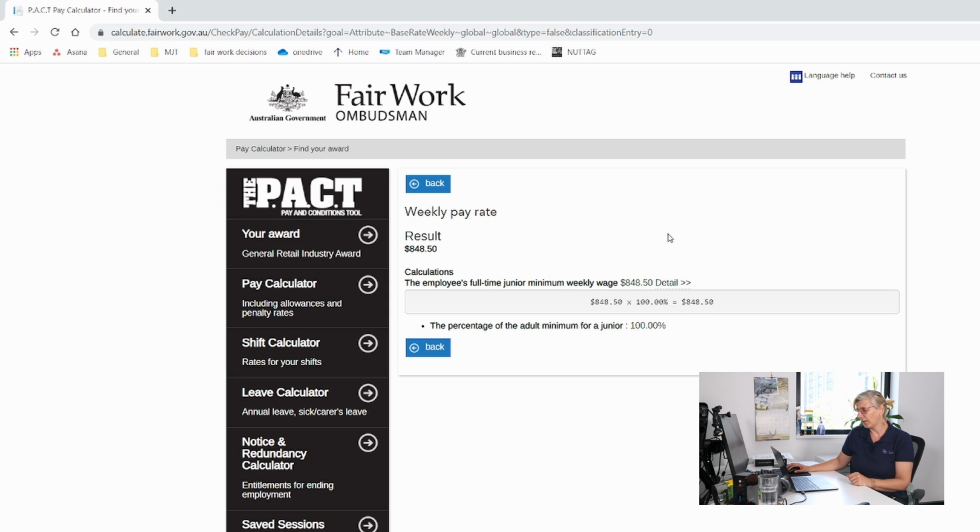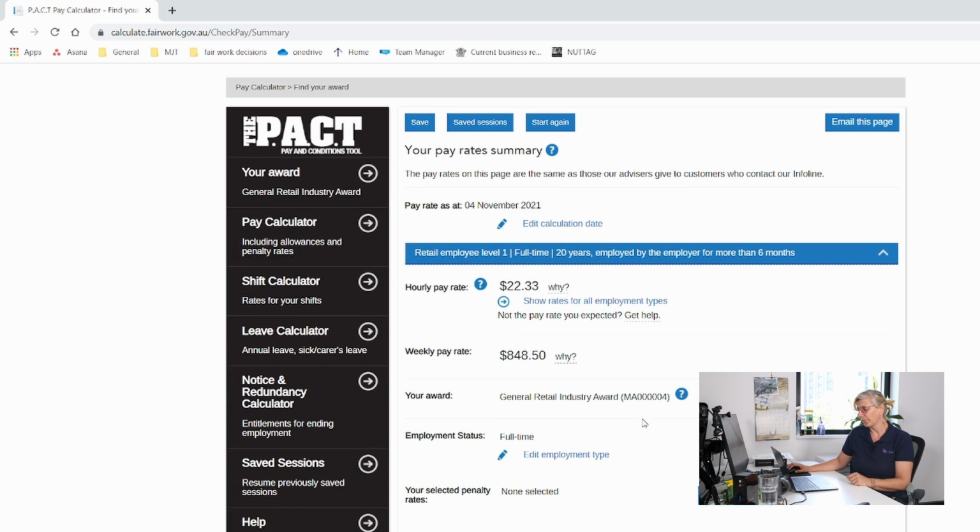And it says here, the junior earns 100% of the adult amount. Pretty cool. So this is the minimum wage for this. That's $848.50 per week. That's for a 38-hour week.